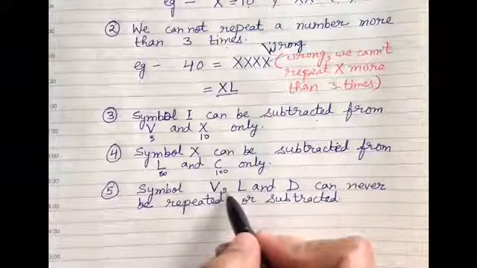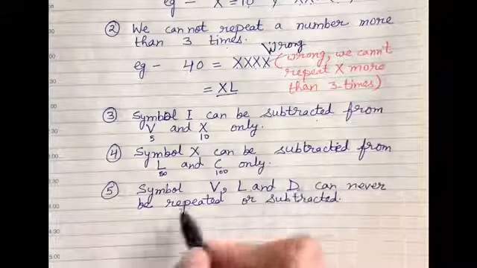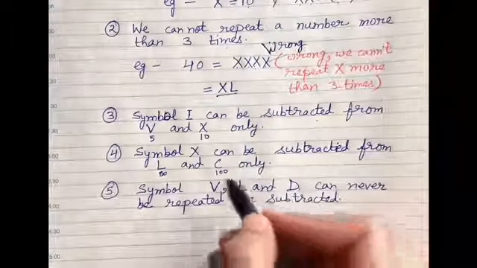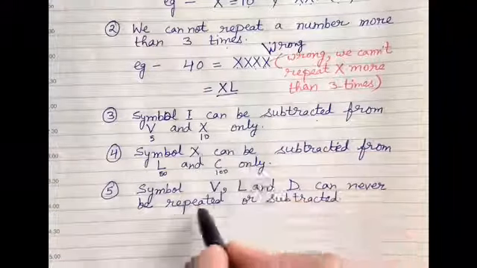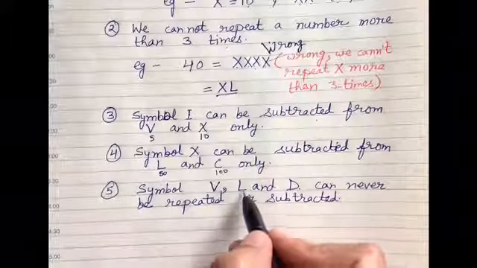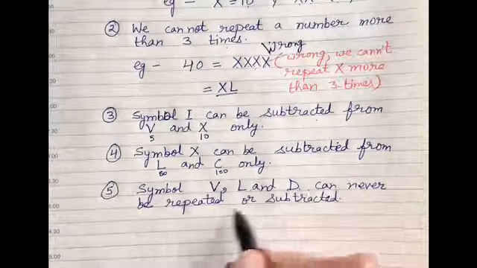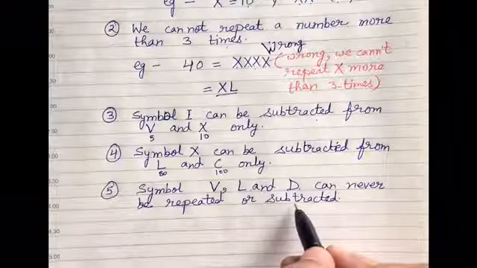So symbols V, L and D can never be repeated or subtracted. Like we can subtract I, we can subtract X. But these three symbols V, L and D can never be repeated in any number and can never be subtracted.